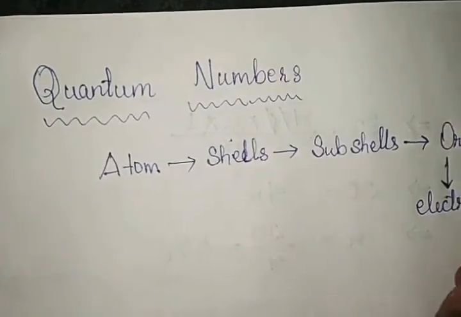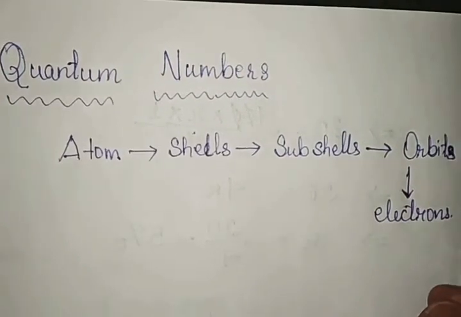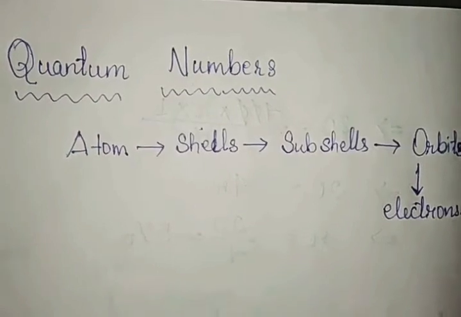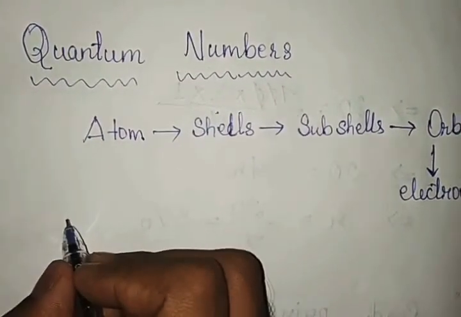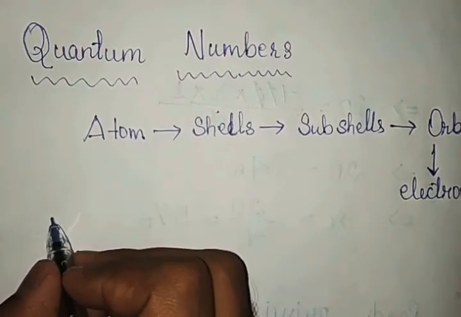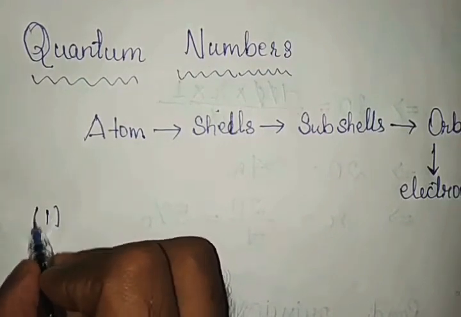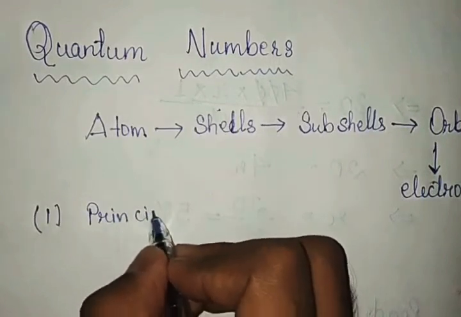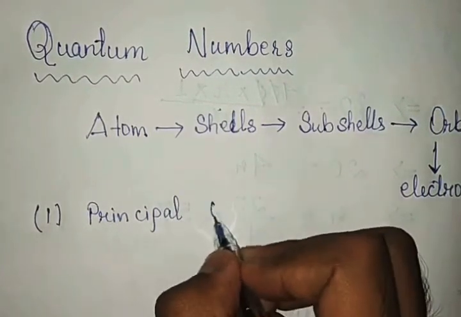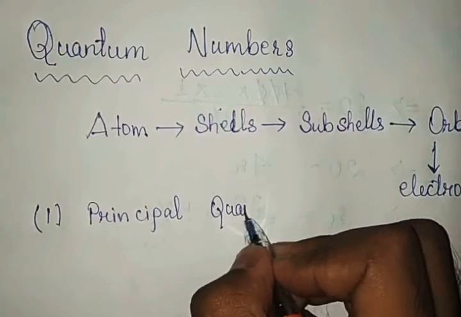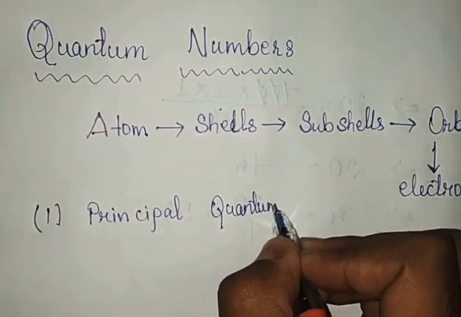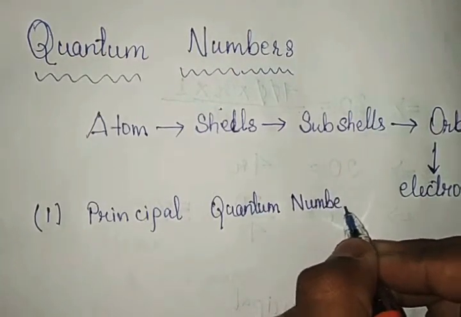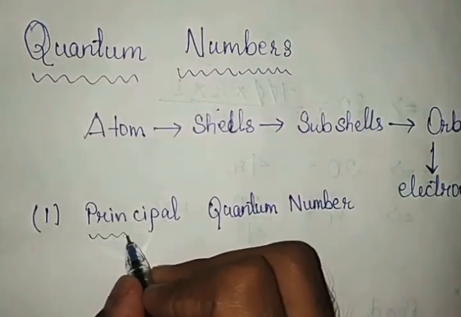Now, in this video, I'll be telling you about the quantum numbers. What are quantum numbers? There are basically 4 types of quantum numbers. We will be looking into them one by one. So, the first one is principal quantum number.